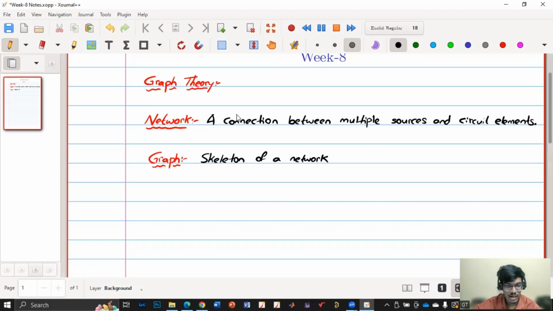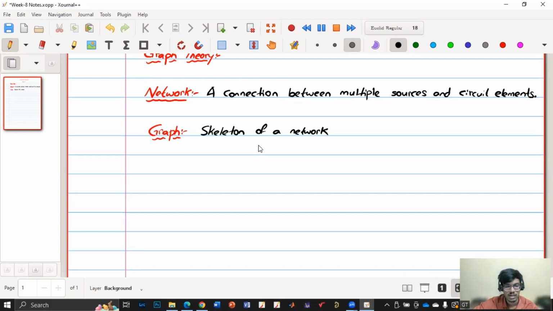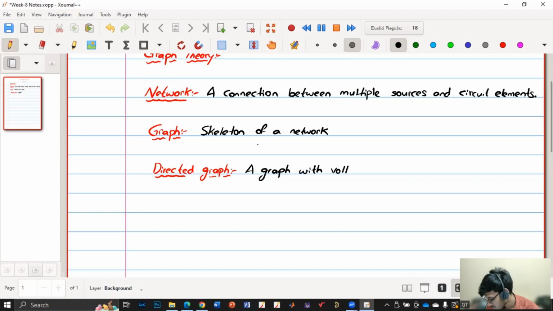And then there is something called a directed graph. A graph is just a skeleton, and a directed graph is a graph including current direction and voltage polarities, like which node is positive, which node is negative, and also the current direction in a given branch, how the current is flowing. If we show that, then it is called a directed graph.